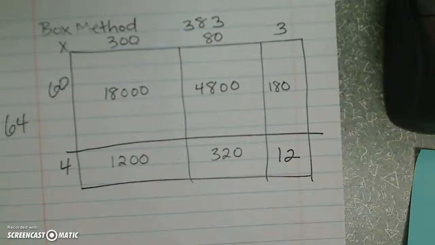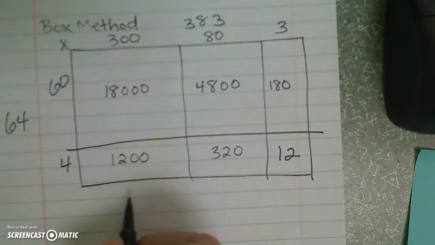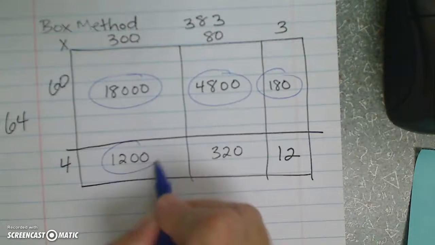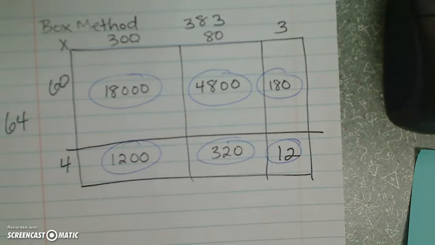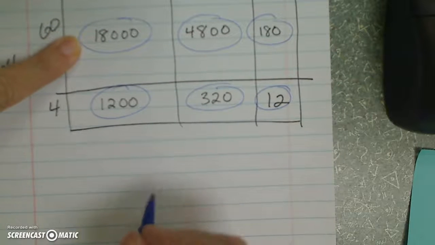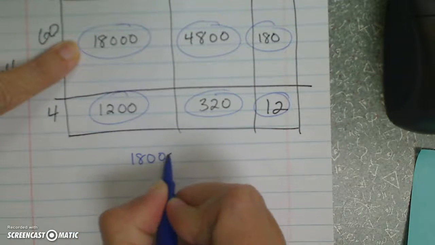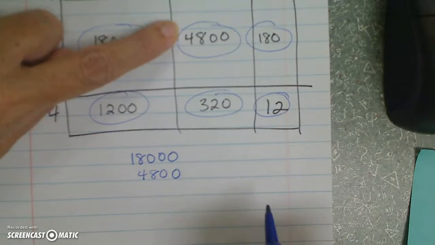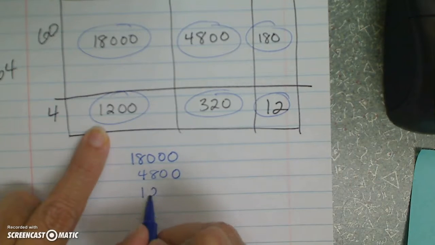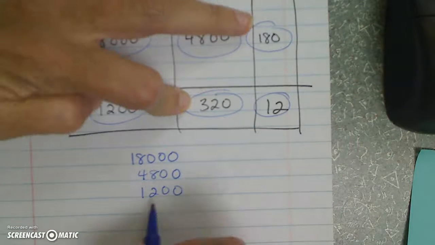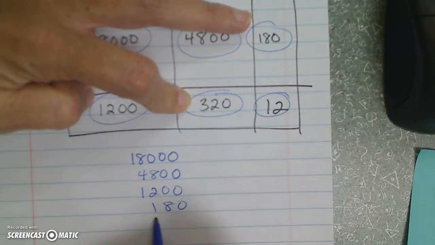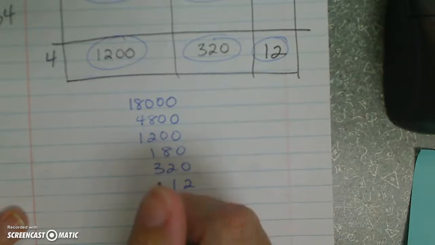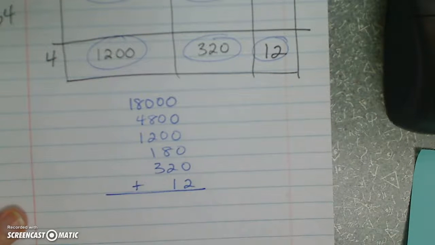All right, so the next part is we're going to add all these boxes up. So we're going to take all these numbers and we're going to add them up, but we need to make sure we line up our place value. So I'm going to scooch it up. So we have 18,000 plus 4,800 plus, I'm going to do this number because it's bigger, and then we're going to do these 200, let's see, 180, 320, and 12. So you see that's all of that, and I would add that all up.